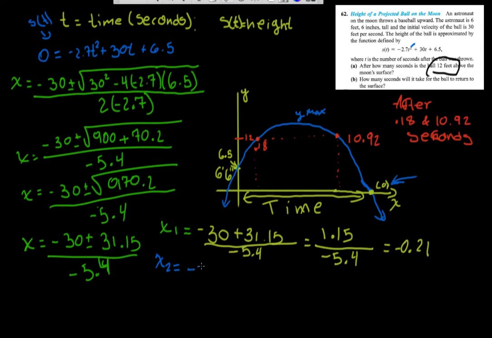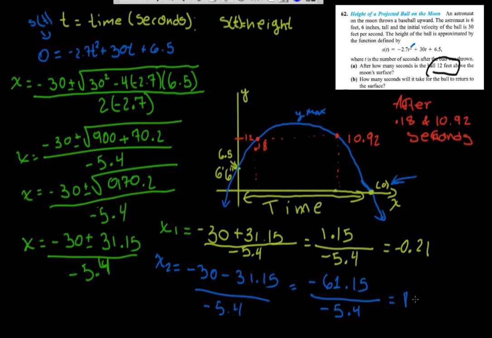Our t2 is going to be the same thing, but now negative 30 minus 31.15, all of that divided by negative 5.4, and we're gonna have negative 61.15 over negative 5.4, and we're gonna have a positive number, so that looks better for our answer. So 61.15 divided by 5.4 is 11.32.